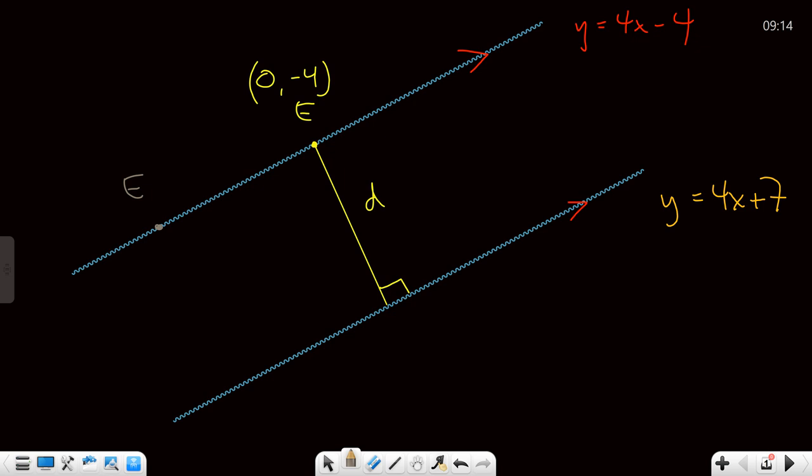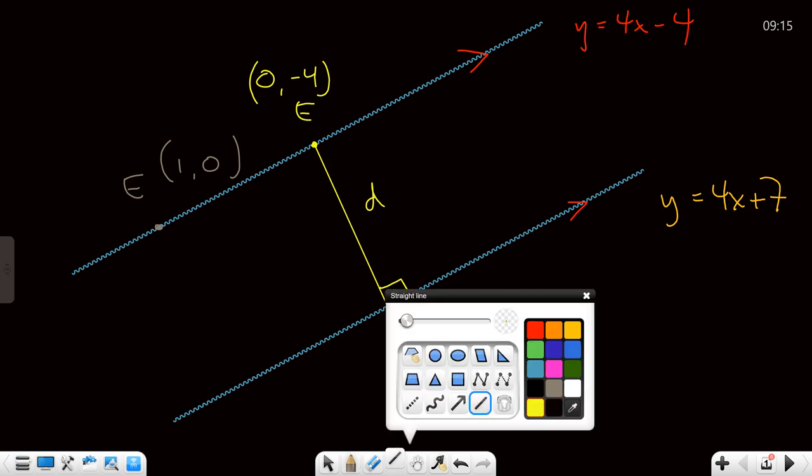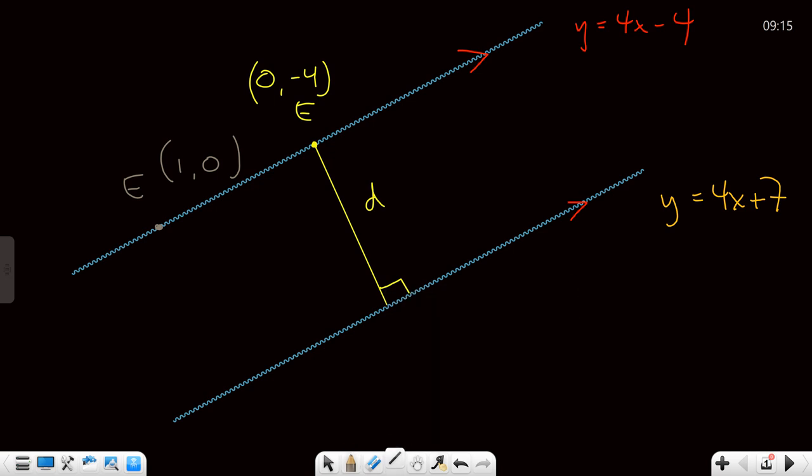One. I've given you an infinite number of possibilities, any number in the universe, and you're choosing one. Okay. Evan has chosen his x-coordinate to be one. What's his y-coordinate? Lucy? Zero. Why, Lucy? Because 1 times 4 is 4, minus 4 is 0. Well done. Okay, so that point is going to be over here.